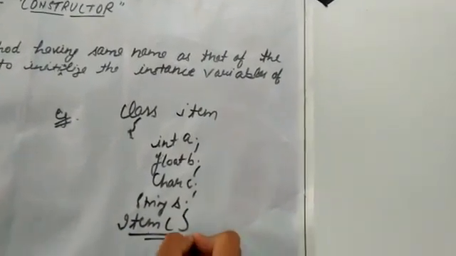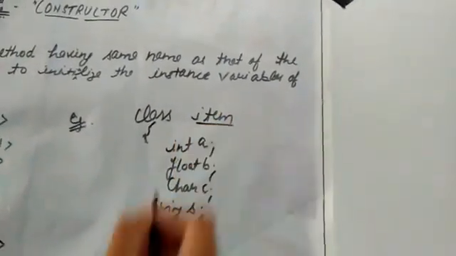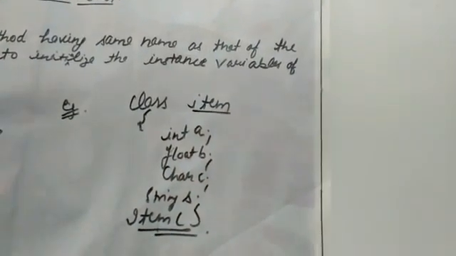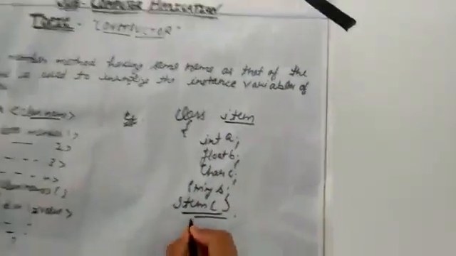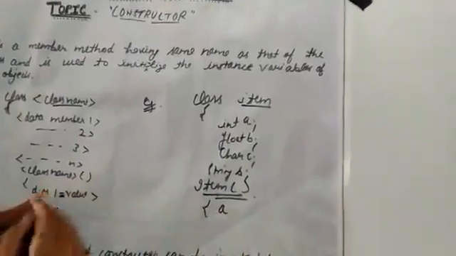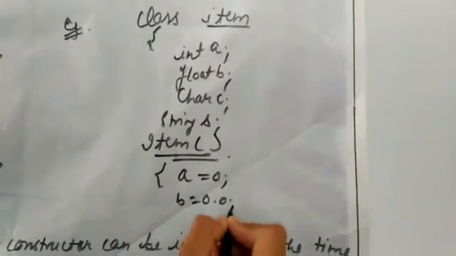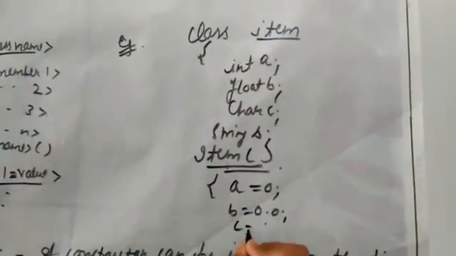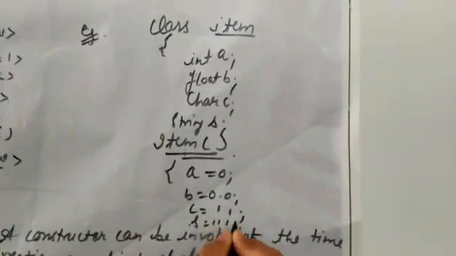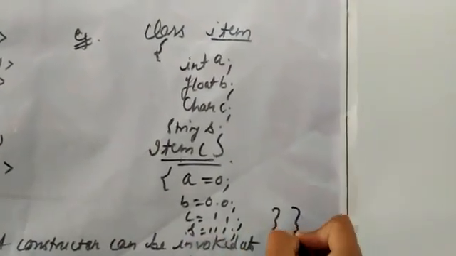This is the constructor because the class name is the same as the constructor name. It is defined in the definition also. And now I am initializing the data members. You can compare with the syntax. So a equals 0, b equals 0.0 because it is float, and c equals single quotes, whatever I will write. Then s equals double quotes, and done, and 2 curly braces. So you can compare over here.